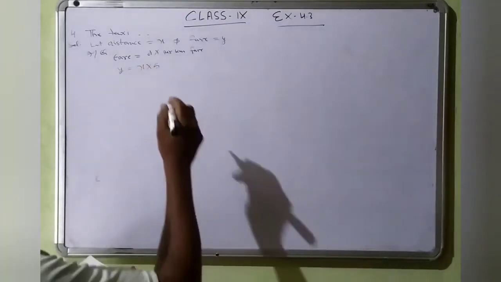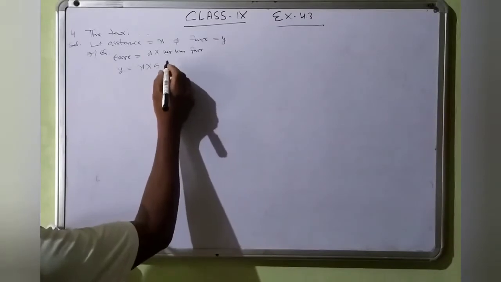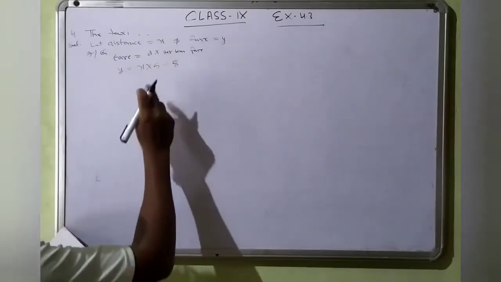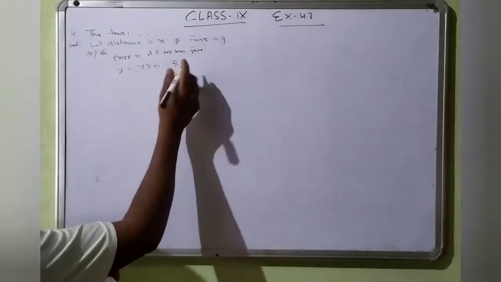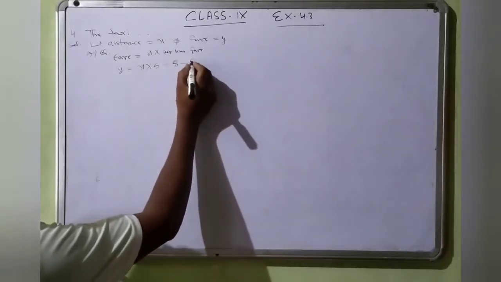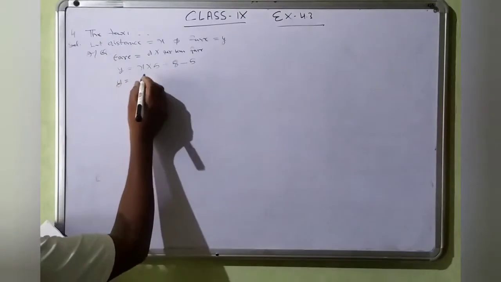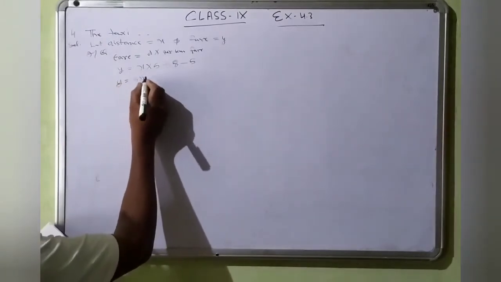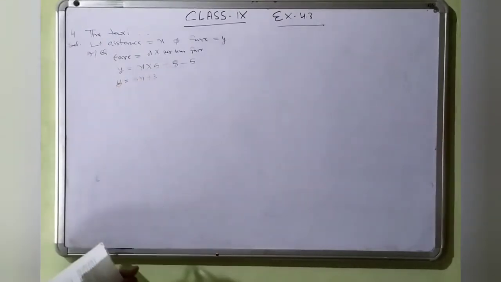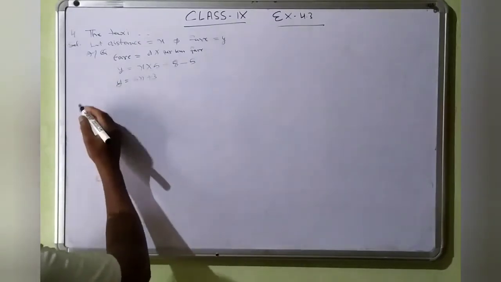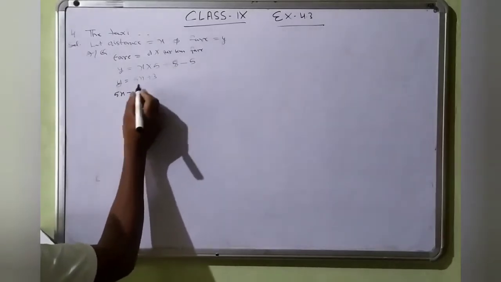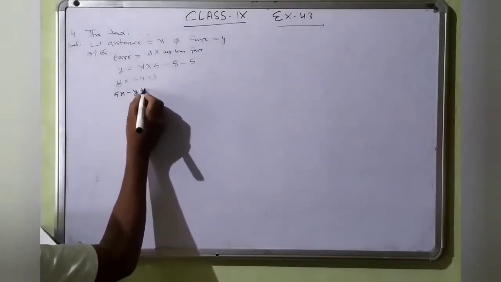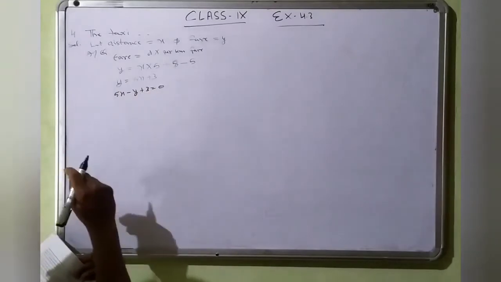But you know that the first kilometer is taking 8 rupees, but 5 rupees we have taken already here, so that will be minus 5. So y is equal to 5x plus 3. Also this one we can write like this: 5x minus y plus 3 is equal to 0.